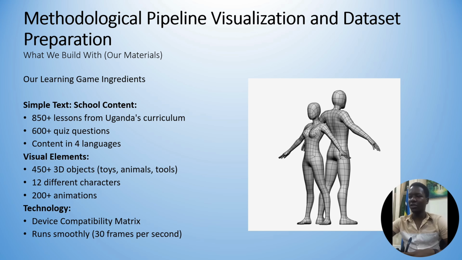So we are going to use some simple text that is school content. We will start with, I think, 4 subjects, that is the primary subjects, and then we'll move on as we go ahead. Then we'll use some quiz to be linguistic. We'll use many languages, and then we'll use some visual elements, that is the 3D objects. For example, these 2 are visual elements.